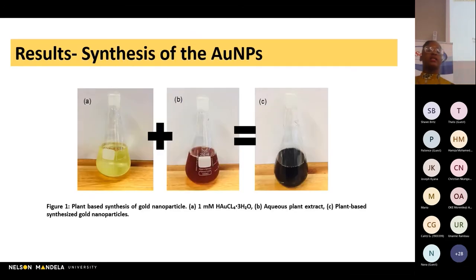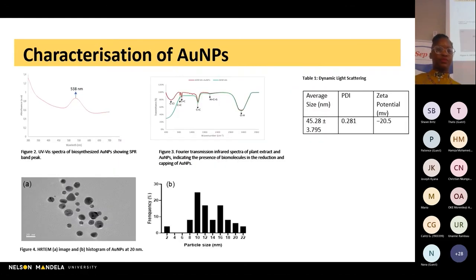So for the results, I synthesized the gold nanoparticles with gold salts and the stem bark extract, which is the one that looks like a brownish red thing. And then this was stirred at room temperature. The change in color was seen after about 5 minutes, with a deep purple color of the gold nanoparticles, showing the formation of the gold nanoparticles.